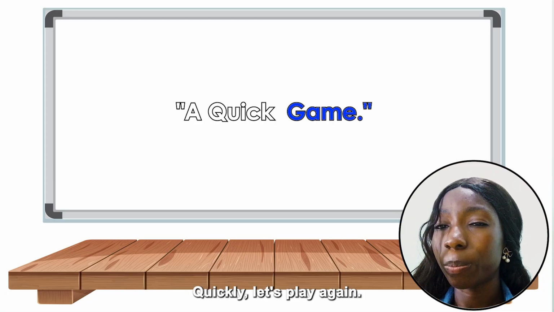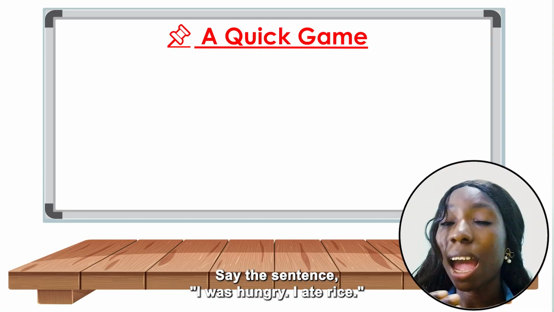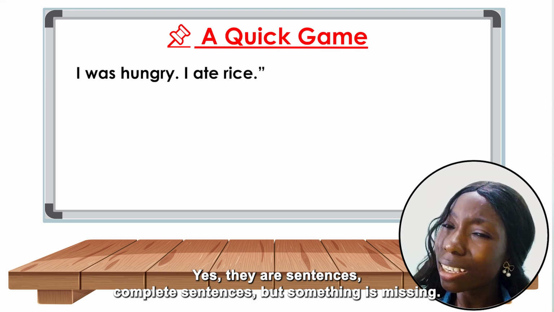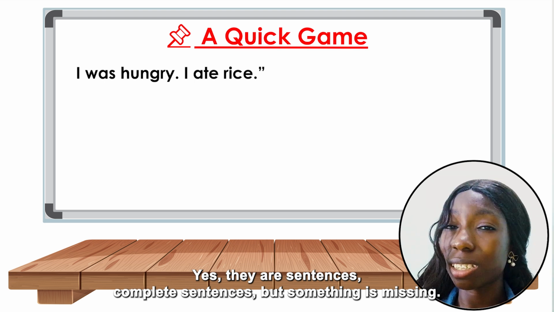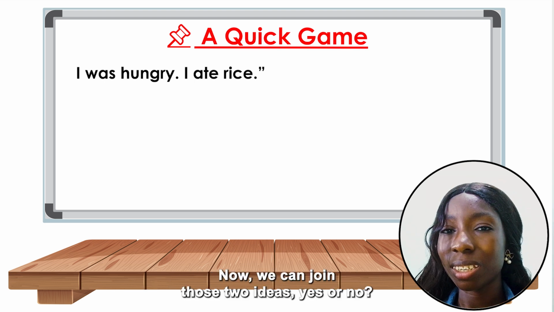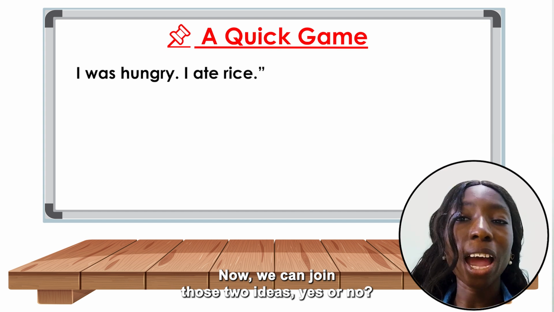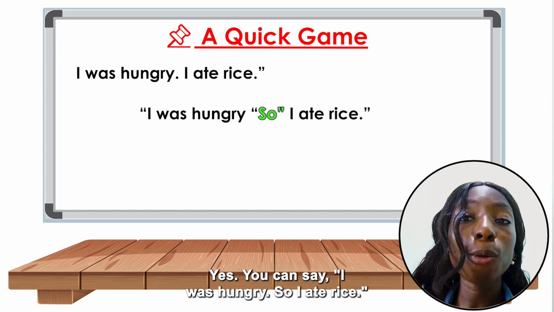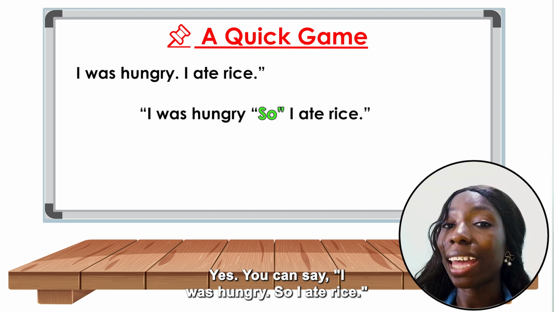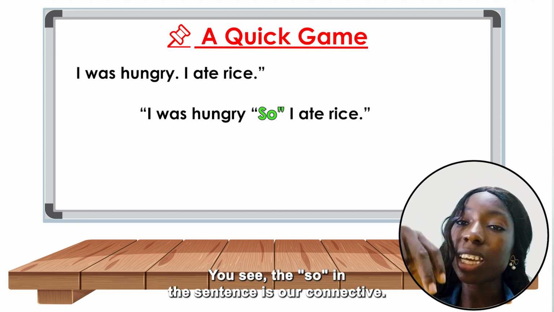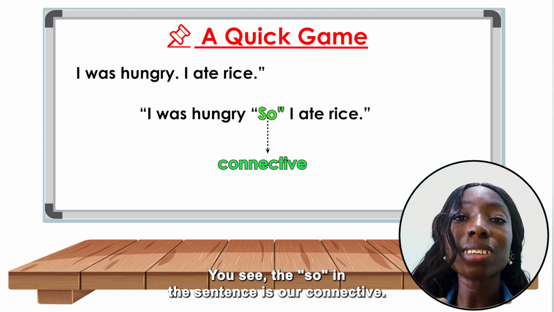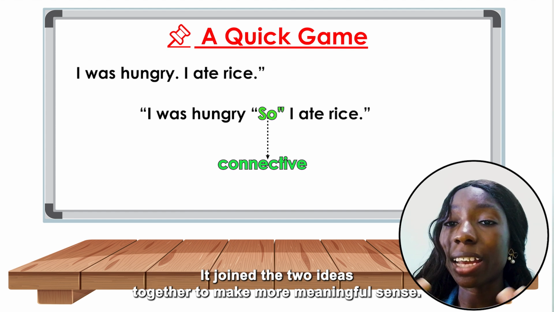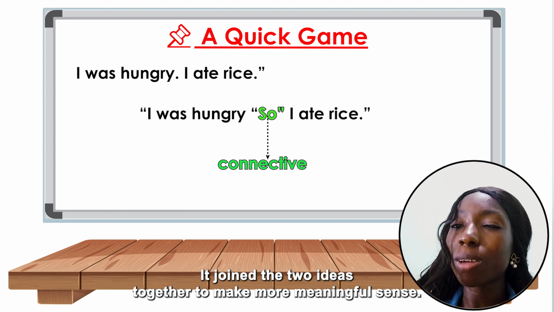Quickly, let's play a game. Say the sentence: I was hungry. I ate rice. Yes, they are complete sentences, but something is missing. Now, can we join those two ideas, yes or no? Yes, you can say, I was hungry, so I ate rice. You see, the "so" in that sentence is our connective. It joined the two ideas together to make more meaningful sense.